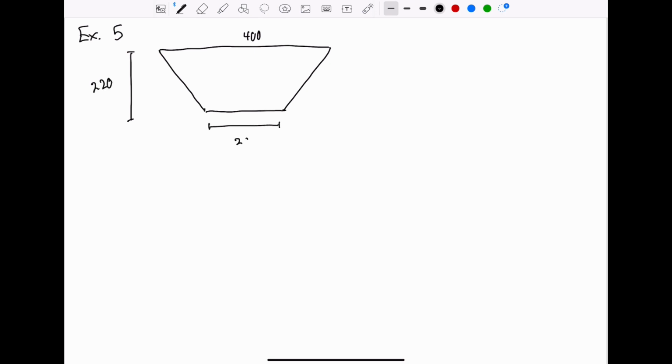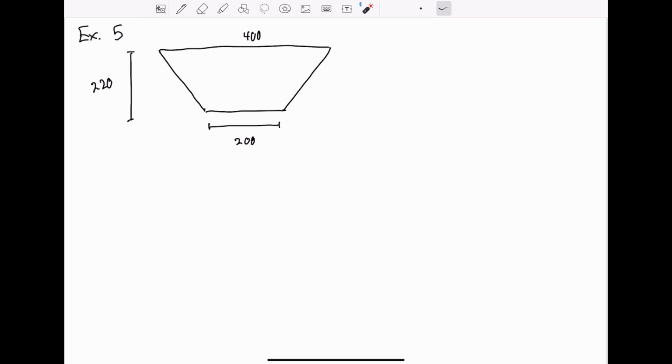So as always, we begin by drawing a picture. Here's a trapezoid, 400 meters wide at the top, half that at the bottom, 200 meters, and then the height is 220 meters. We want to know the total fluid force of the water for the entire surface of the dam. Now, the water pressure near the top is small, and as we go deeper, we get more and more pressure. So there is more force exerted on the bottom portion of the dam and less force exerted near the top.